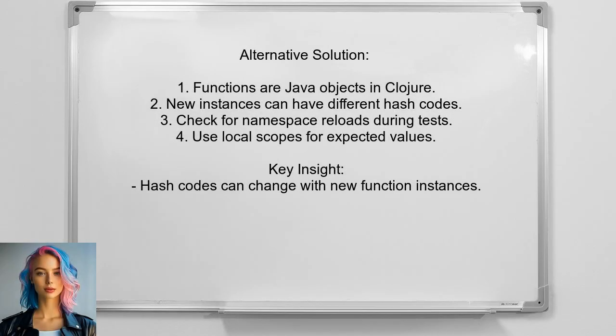This user explains that in Clojure, functions are treated as regular Java objects. When a namespace is loaded, Clojure creates new instances of functions, which can lead to different hash codes. This is because the hashcode implementation is inherited from Java's object class, meaning each new instance can have a unique hash code. They suggest checking if any namespaces are being reloaded during tests, and recommend using local scopes for expected values in test functions to avoid issues.